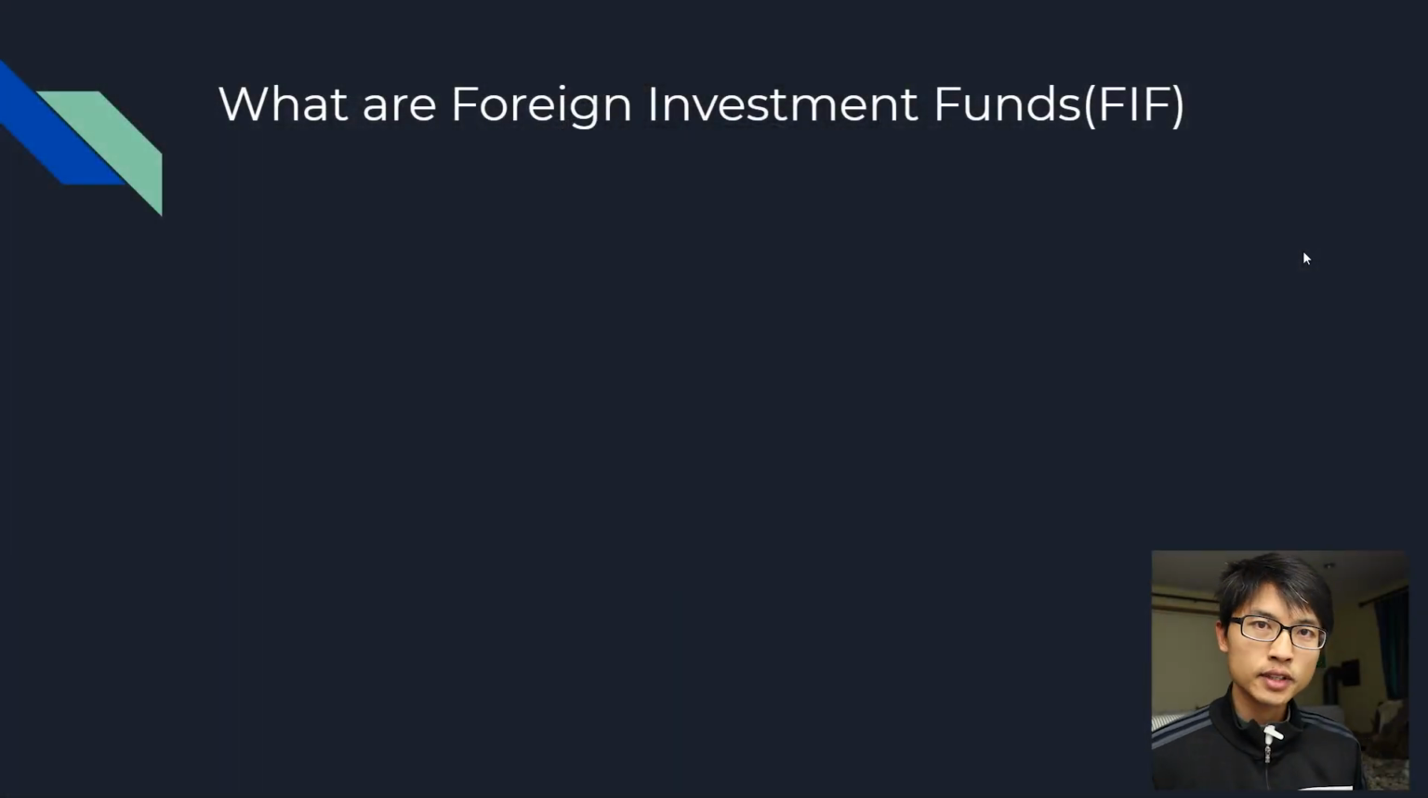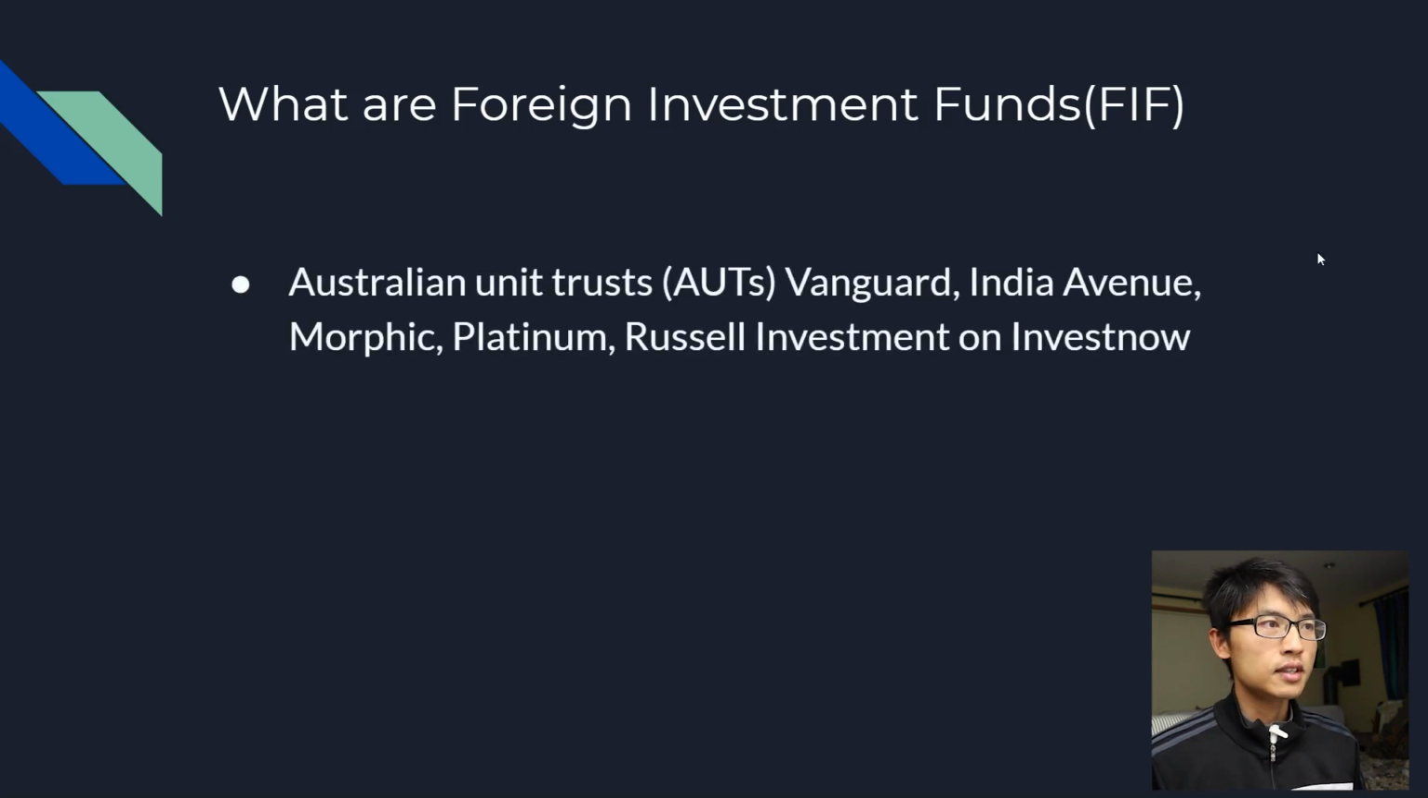What are the foreign investment funds, the FIFs? So these include Australian Unit Trusts, the AUTs, which include the popular Vanguard Index Fund, as well as Devon, Avenue, Morphic, Platinum, and Russell Investments, and all of these can be found on the Investnow platform.